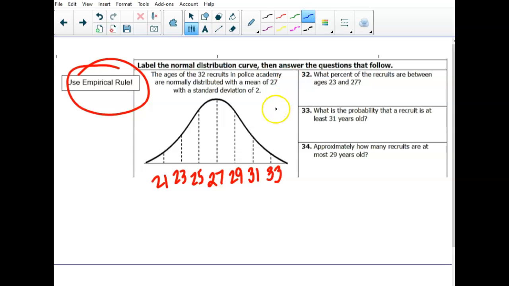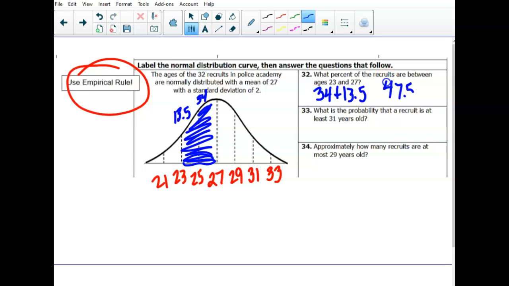Okay. The ages of the 32 recruits in a police academy are normally distributed with an average of 27 and a standard deviation of 2. What percent of the recruits are between 23 and 27? If that was the one I asked you to shade, you would shade in here. You'd use your sheet, but this is 34 and this is 13.5. Is that correct from the empirical rules? So you'd add 34 and 13.5 and get 47.5%.